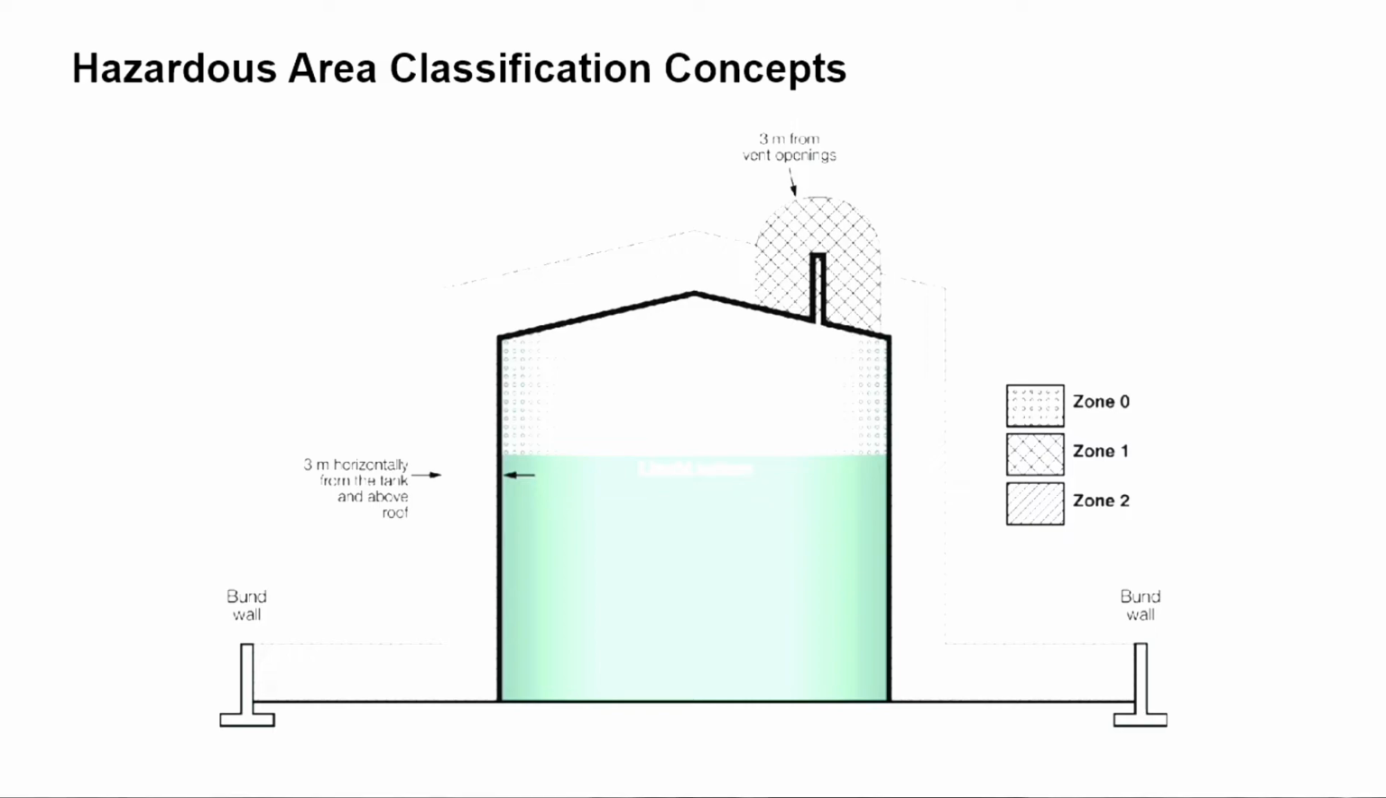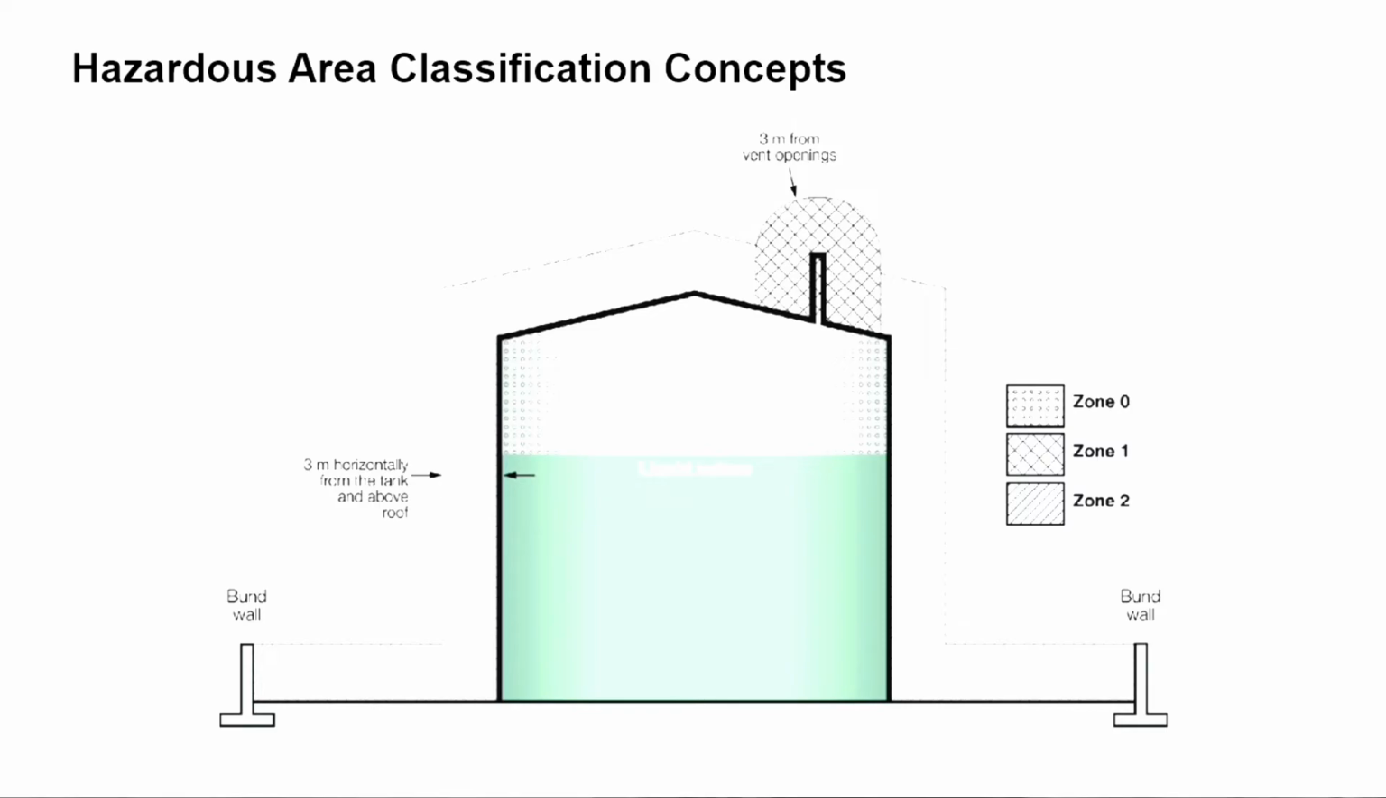And in this concept also, we know that the substances are divided in groups. Group 2 plus A, B, C, depending on the substance, for gases and vapors, and group 3 divided in A, B, C as well for dust and fiber.